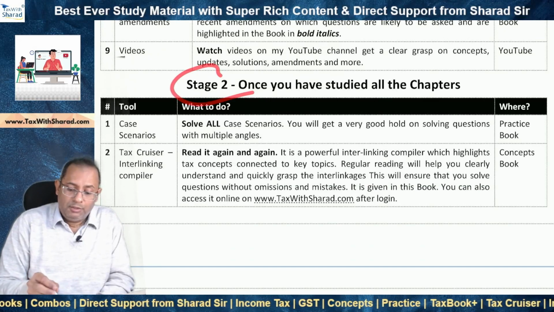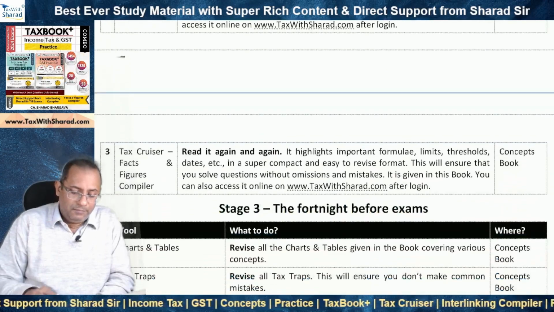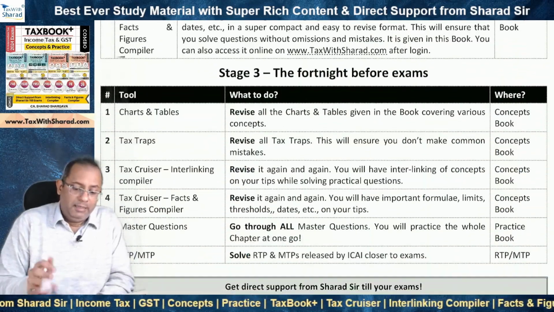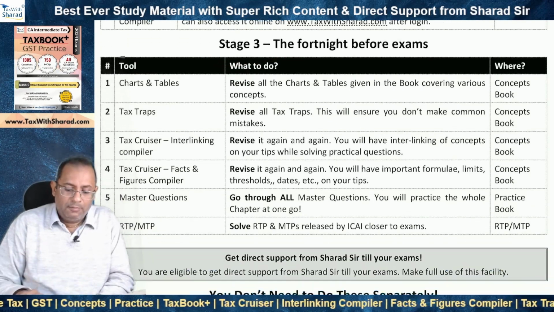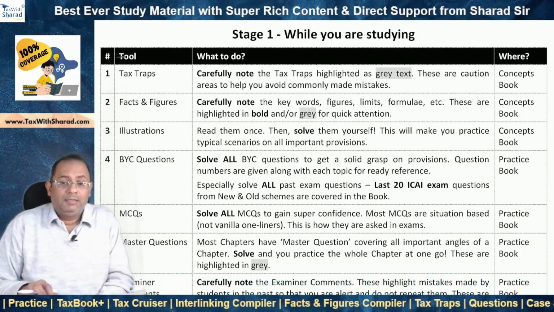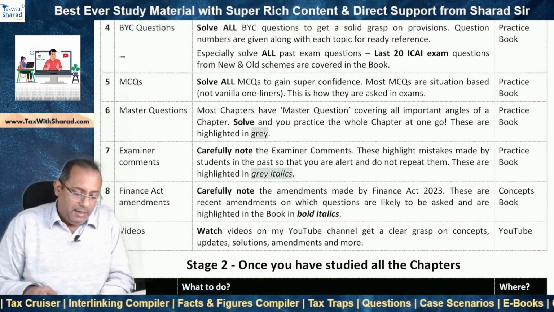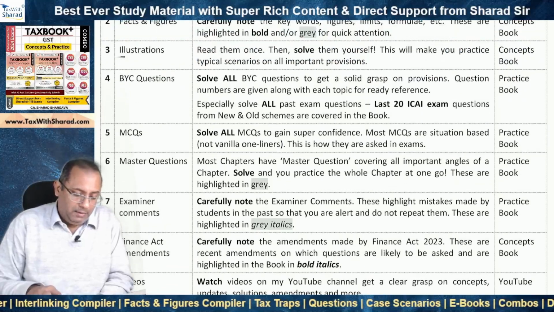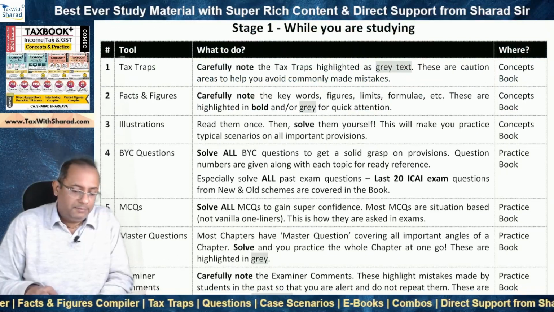Stage 2 sets in once you have studied all the chapters. That's the time to consolidate the various things that you have studied. And stage 3 comes closer to the exams, for example, a fortnight before exams. So these are the 3 stages. As far as stage 1 is concerned, this is the first stage while you are studying. And what you need to do has been listed here as 9 items, as 9 to-dos.